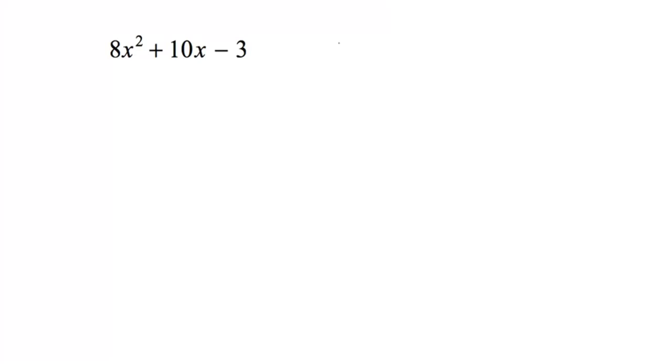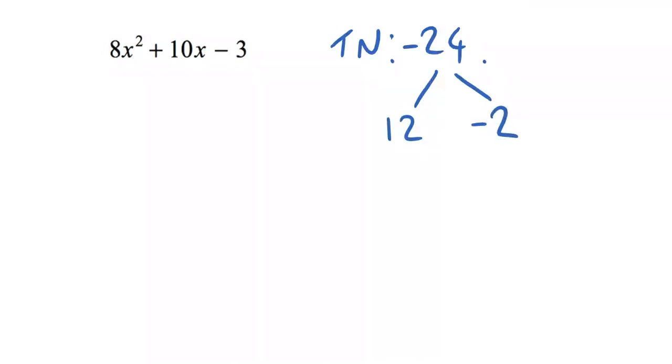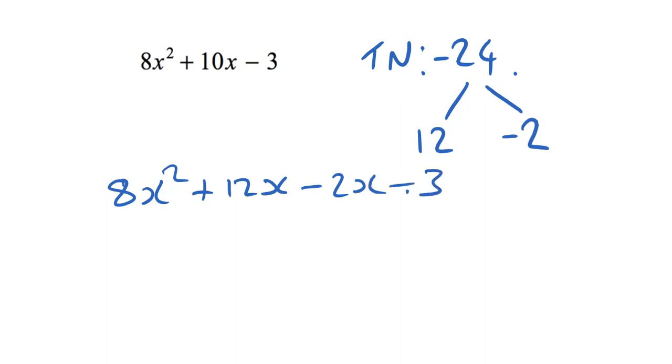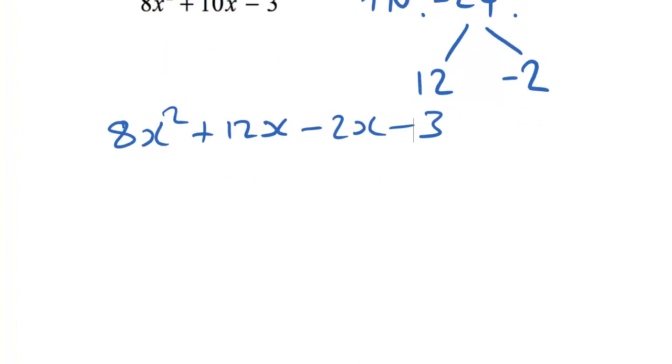So, step number 1, the target number, minus 24, 8 times minus 3. Step number 2, we're going to split this up. Two numbers that multiply to make minus 24 and add to make 10. Well, it's going to be 12 and minus 2. Now we're going to rewrite this with that as our middle term. So 8x squared plus 12x minus 2x minus 3. Okay. Next one we're going to do, factorize the left.